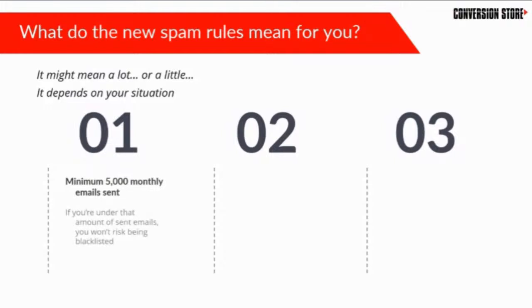It's designed to apply for people that are sending 5,000 emails. I'm sorry, that should say daily emails, not monthly. We'll change that. So if you're under that amount, you probably won't have the type of scrutiny to get blacklisted. You will still have deliverability problems.